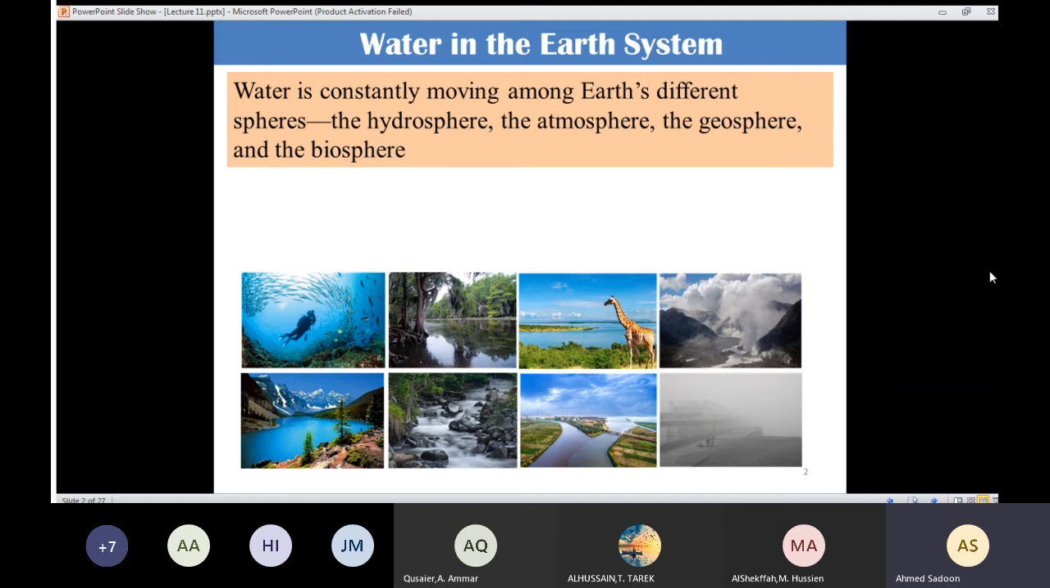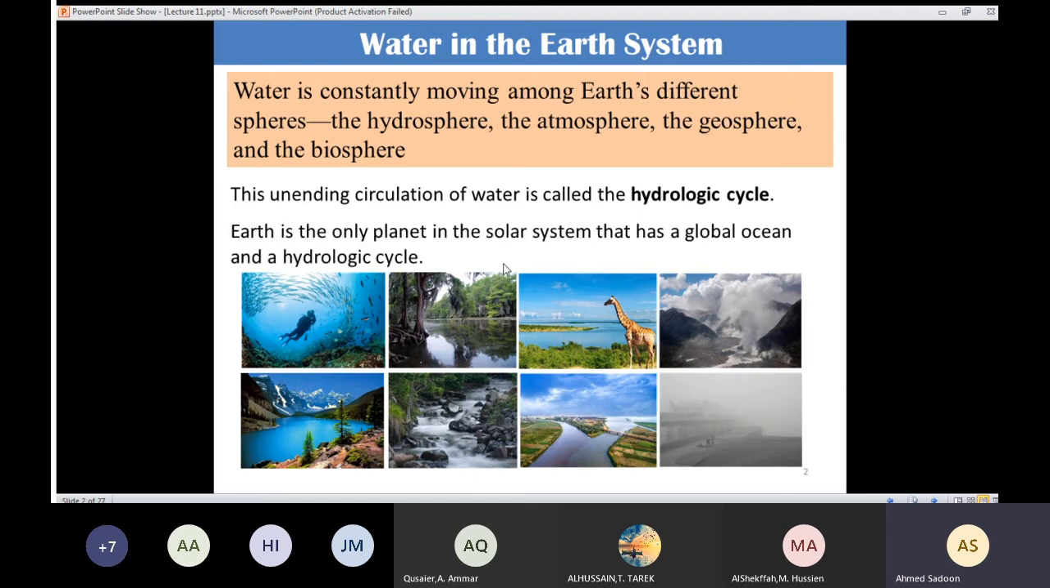And this unending circulation of water, we call it the hydrologic cycle. Okay, so this unending circulation of water is called the hydrologic cycle. And we are a special planet. The Earth is a very special planet because we are the only planet in the solar system with global oceans and with a hydrologic cycle, and that makes life very easy for us. Actually, without the water and the hydrologic cycle, it's difficult for us to live on the Earth. So the Earth is the only planet in the solar system that has global oceans and a hydrologic cycle.